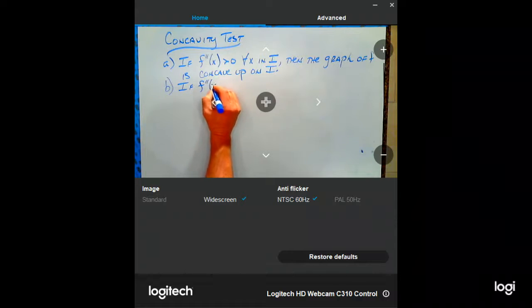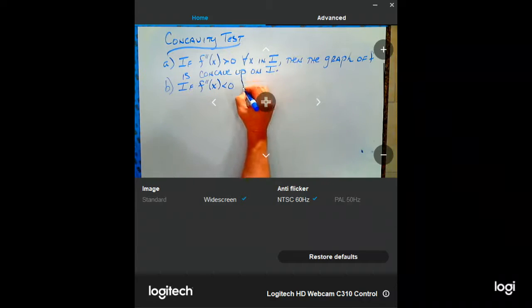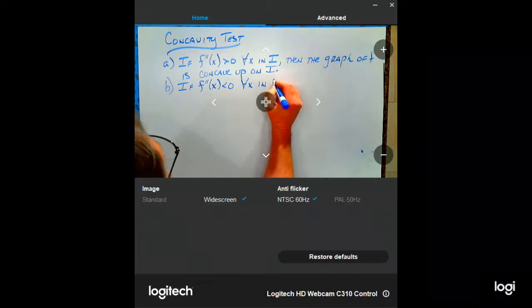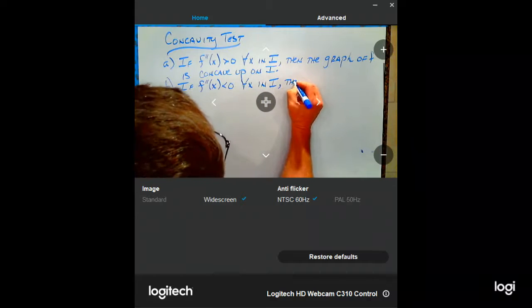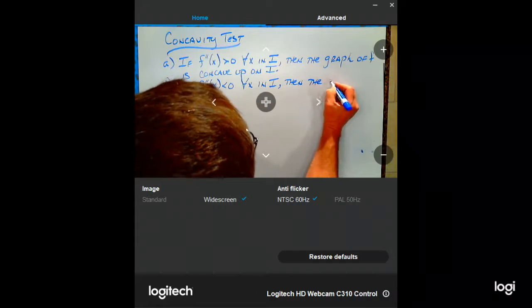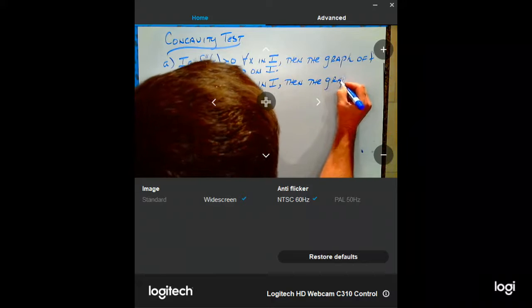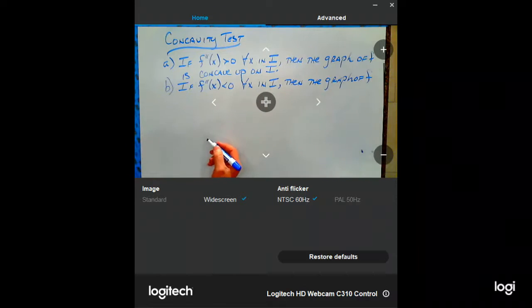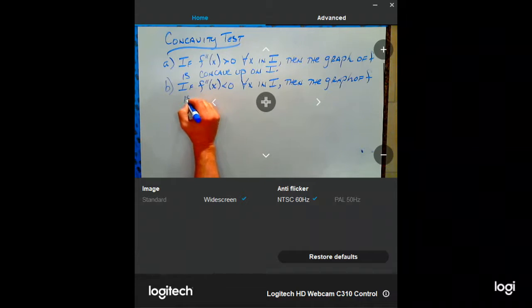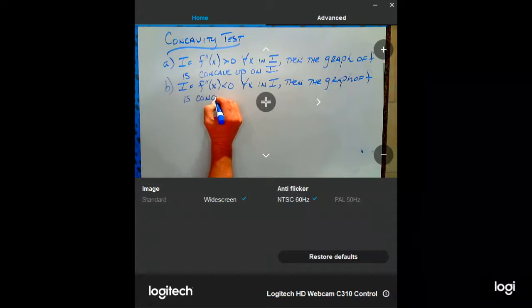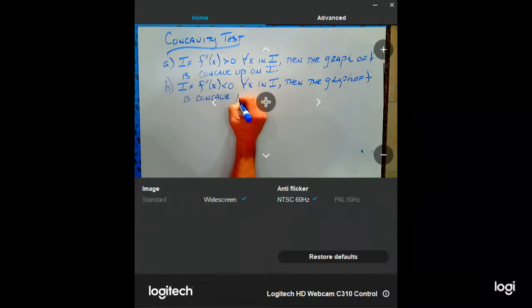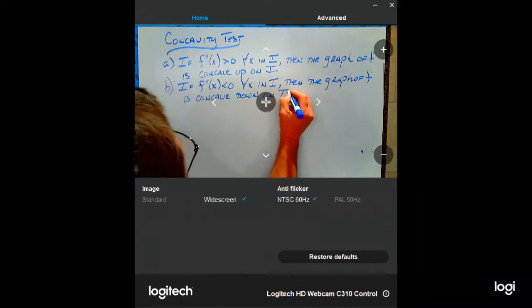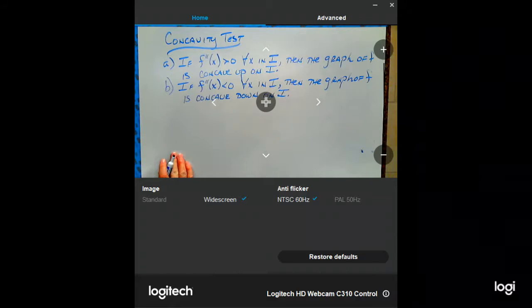If the second derivative of x is less than 0 for all x in I, then the graph of f, are you supposed to put spaces between these words? I'm not sure, is concave down on I. Okay, so that's our concavity test.